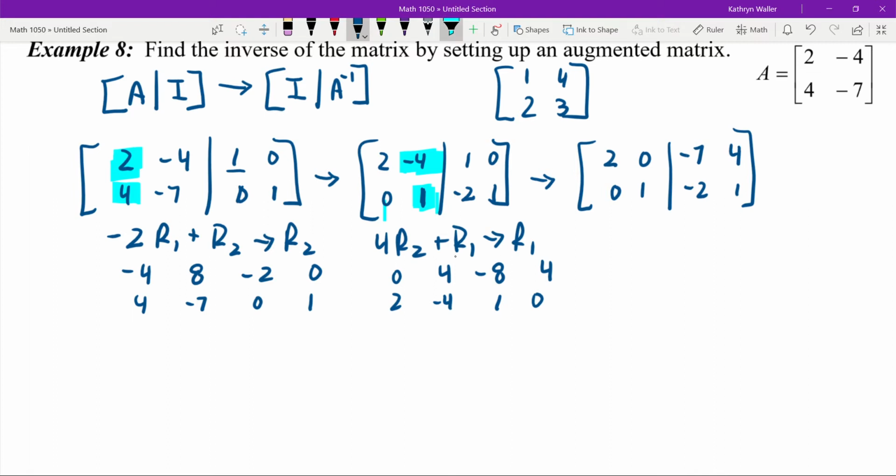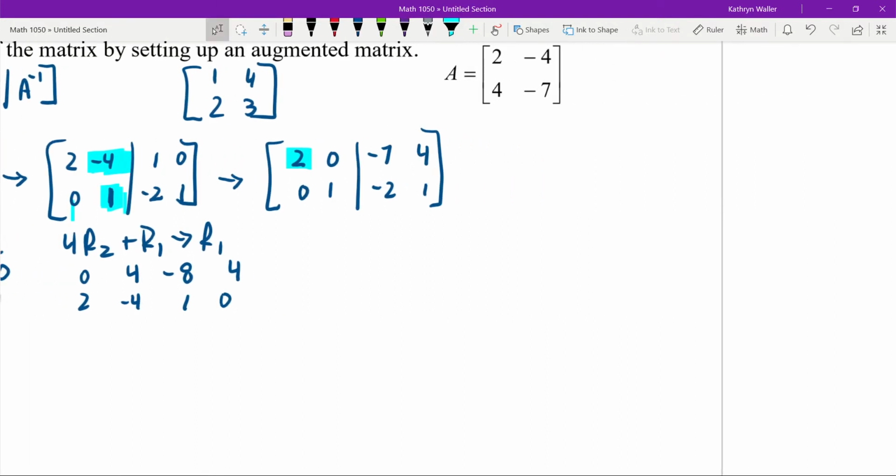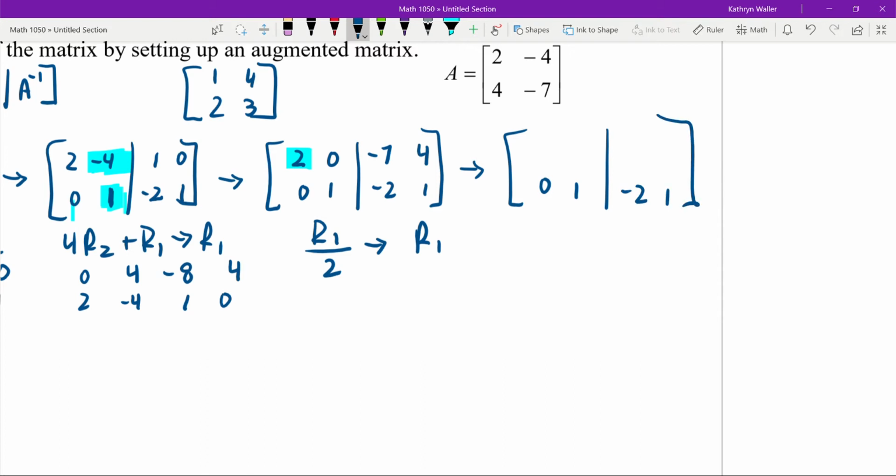Well, now I'm forced to turn that into a 1, and I'm still going to get fractions, but who cares because my problem's done. You know what I mean? Doesn't matter to me. So I'm going to go row 1 divided by 2 becomes my new row 1. So row 2 doesn't change. Divide by 2 and I get 1, 0, negative 7 halves, and 2.